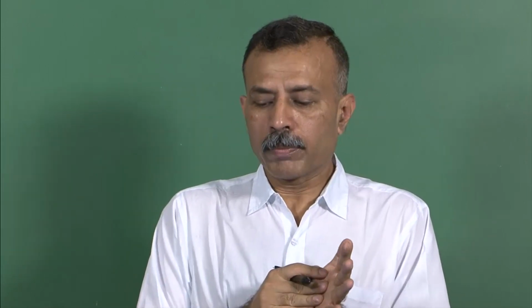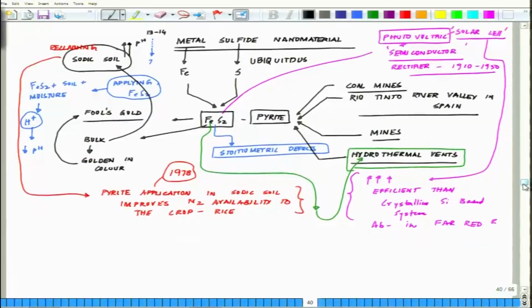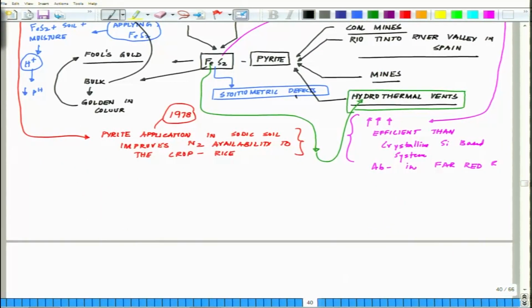Apart from it, it has been observed that this kind of material has something called a stoichiometric defect. What is a stoichiometric defect is where we ended in the last class, and this is where we are going to talk about it. Whenever we talk about FeS2, the assumption or understanding is that there is one atom of Fe and two atoms of sulfur.